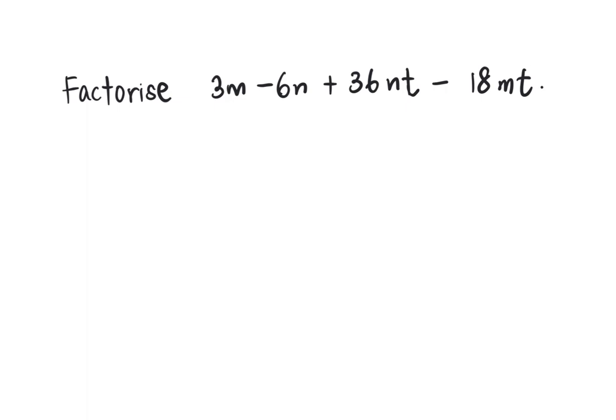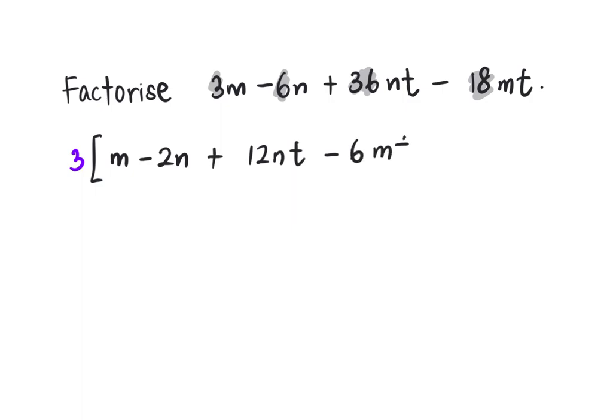And before I break them into groups, I noticed something. When I observe the numbers, I realize all can be divided by 3. So the 3 is a common factor. I take it out. And I'm left with the following. m minus 2n plus 12nt minus 6mt.